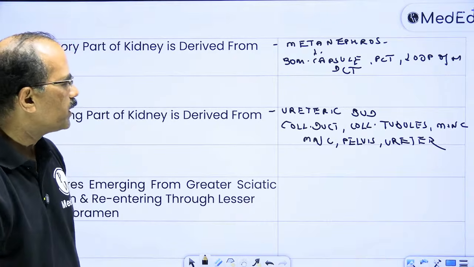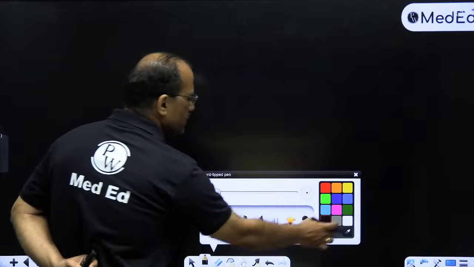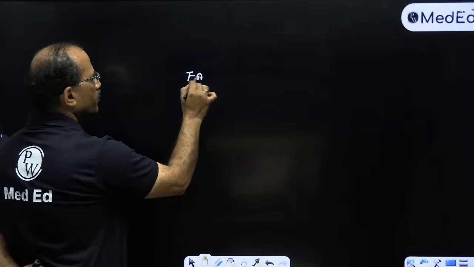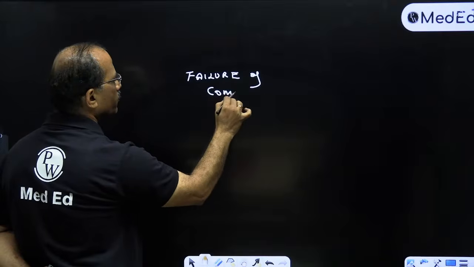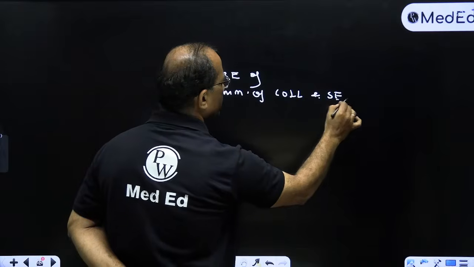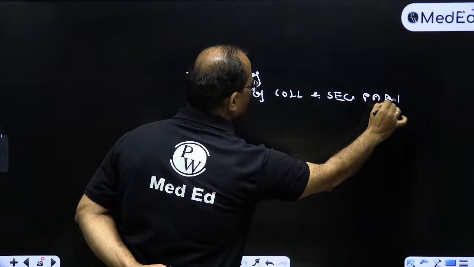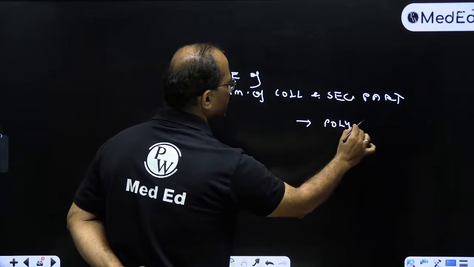Failure of communication of collecting and secretory part results in polycystic kidney.